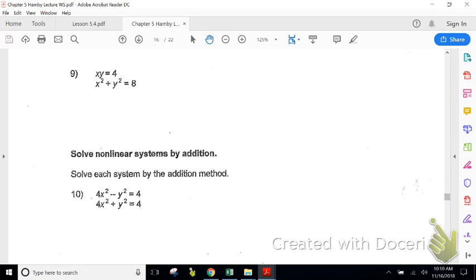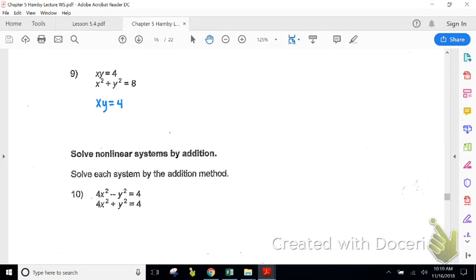So what about number 9 though? How are we going to do that? Well, I'm using substitution, so I need to solve for an x or a y. Be careful. If you use the second equation that has x squared or y squared, when you take that square root, you end up with a plus or minus, okay? So don't use that one. So I need to use the first equation, and I need to choose. Do I want to solve for x or y?